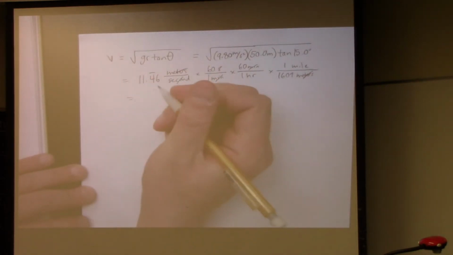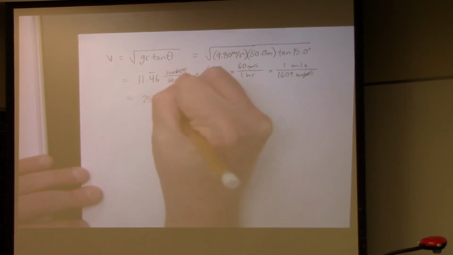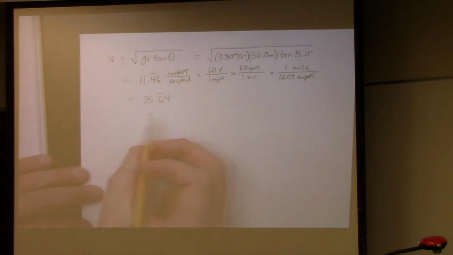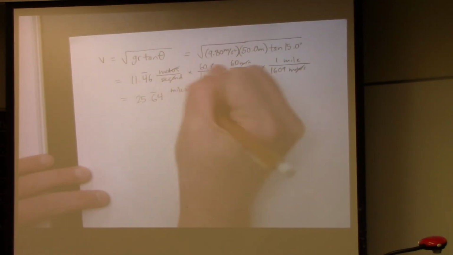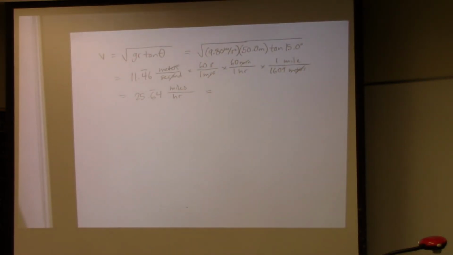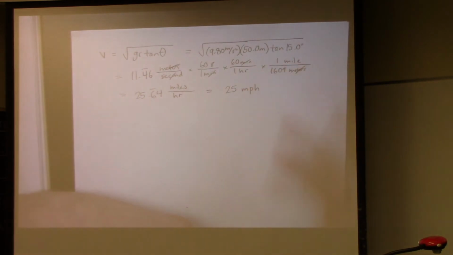Okay. So here's what we get. We get 25.64. Technically we can keep 3 sig figs here, so we go out to the 6. And this would be in miles per hour. But the way that signs typically work on the highway is you just round to the nearest 5. So most likely what it will say on the sign is 25 mph. Okay, so that's how fast you should be driving on this particular banked curve. Okay, so that's how you do that.